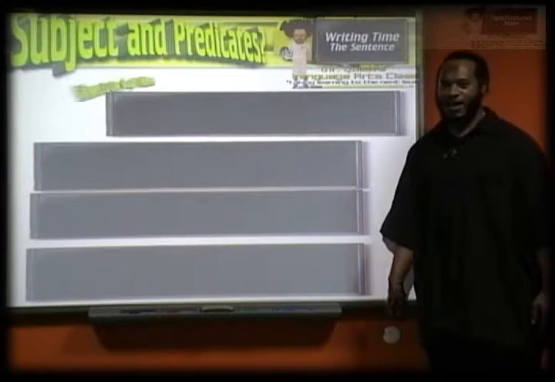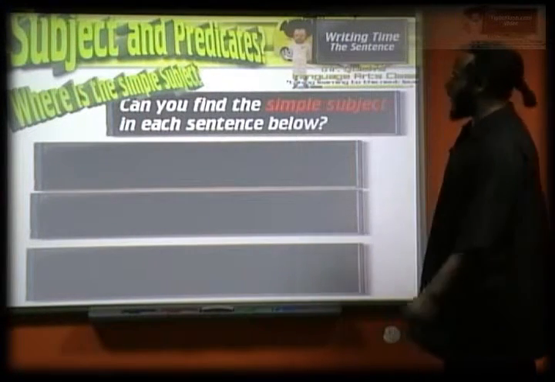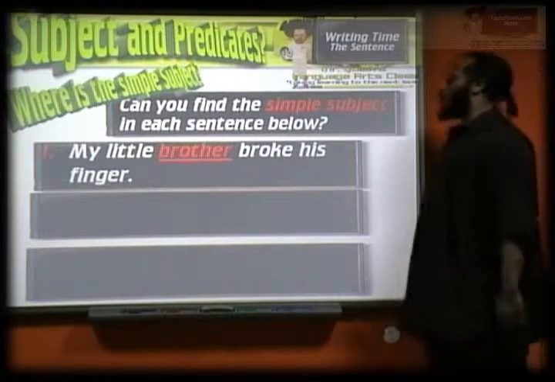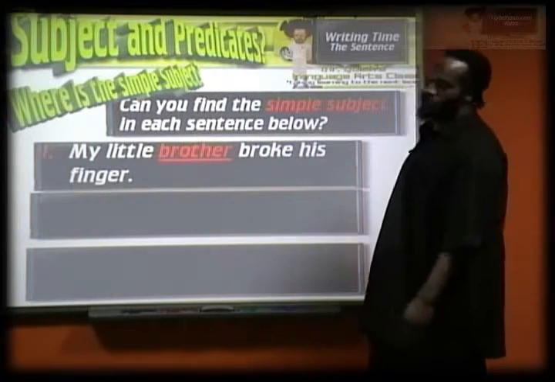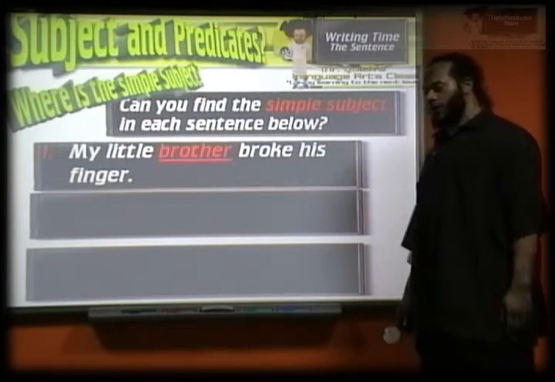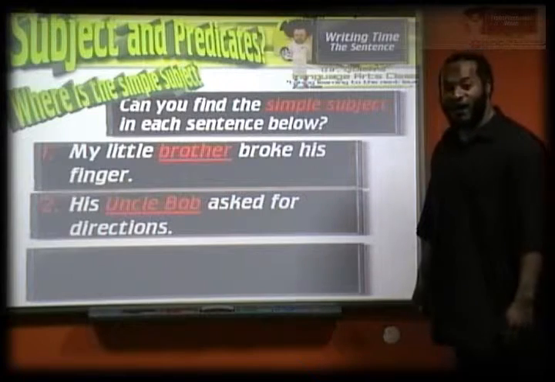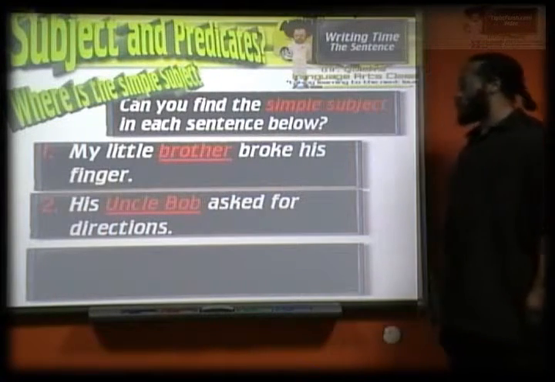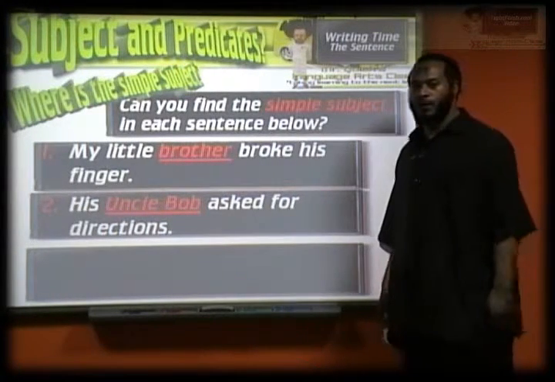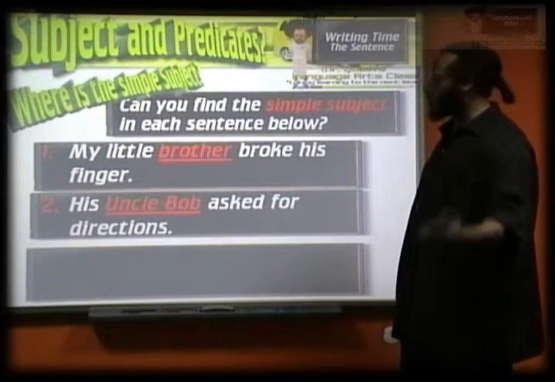Well, now that you did all that figuring out, I know it's hard. I know you took some time to see what the answer is. First sentence here, my little brother broke his finger. So brother in this sentence is considered the simple subject. Very interesting. His Uncle Bob. And Bob, of course, is the simple subject, the complete subject being his Uncle Bob. Yes, did you circle that? You circled that? Okay, that's great.